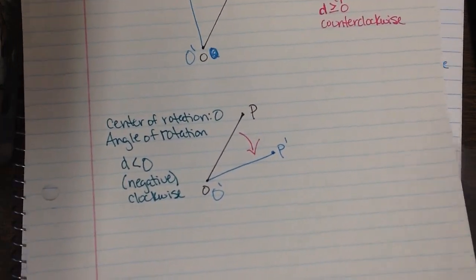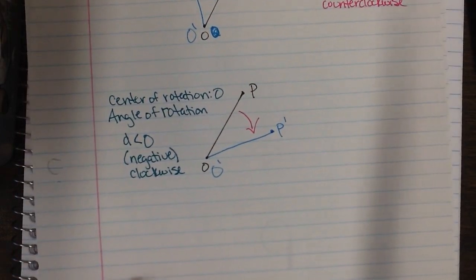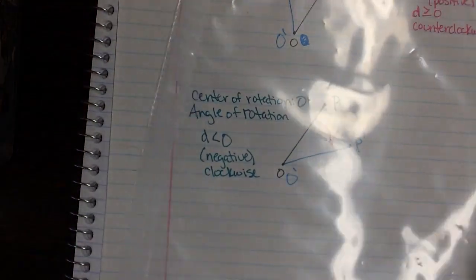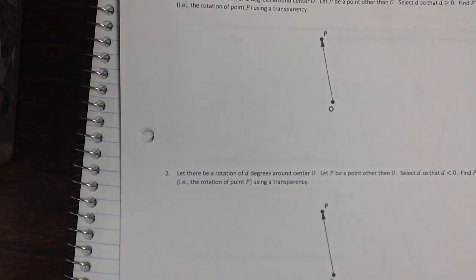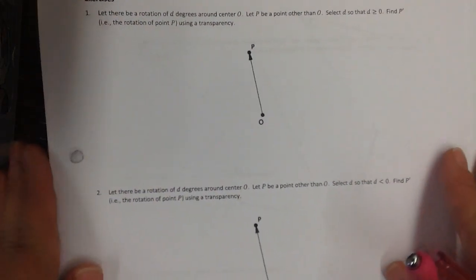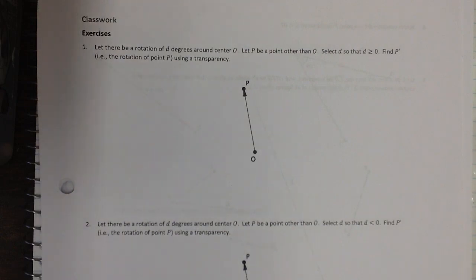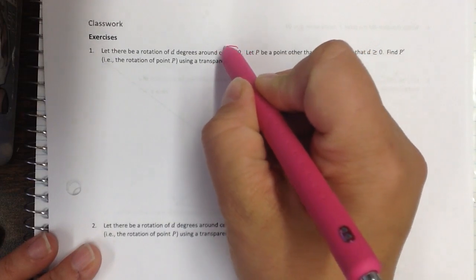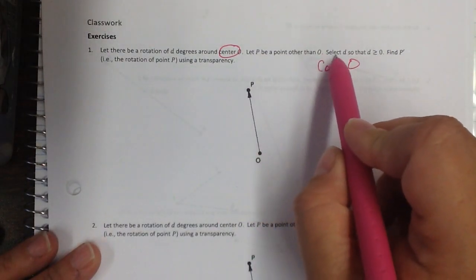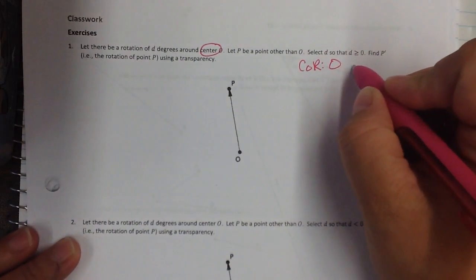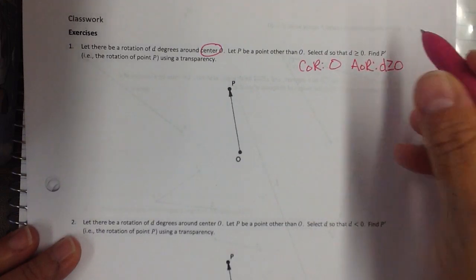Okay, so now we're going to get in and do some examples on your paper. Okay, so on number 1, it says, let there be a rotation of d degrees around center O. Okay, so our center of rotation is O. Let P be a point other than O. Select D so that D is greater than 0. So our angle of rotation, D is greater than or equal to 0. So that means we're going to go counterclockwise.